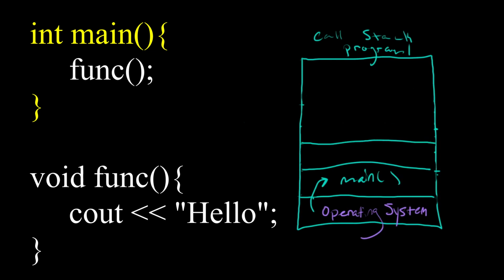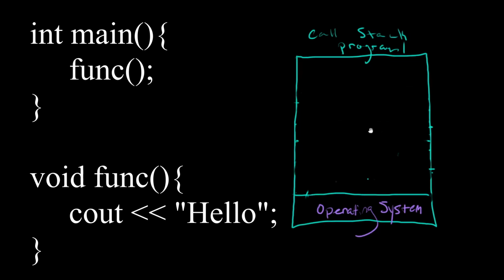And then once it calls the func function, the main is going to pass control of the CPU over to the func function. Now it's going to print to the screen and then it's going to finish. So it's going to be cleared off the call stack and transfer control back over to the main. Once the main finishes, obviously the program is done. So now the control of the CPU is transferred back over to the operating system. So that's how the call stack works.